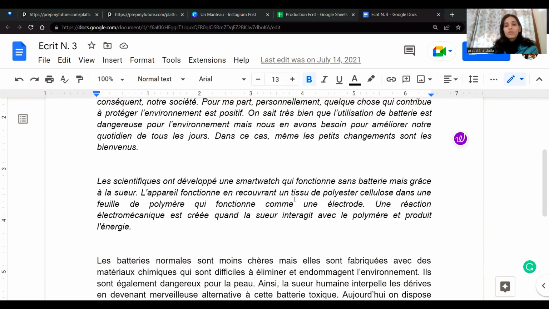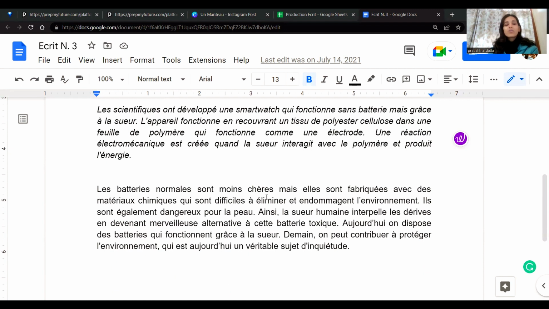L'appareil fonctionne en recouvrant un tissu de polyester cellulose dans une feuille de polymère. So this is something technical: it is covered in some kind of polyester tissue and then covered in some polymer cloth, qui fonctionne comme une électrode. An electrode is something which gives energy, like electricity. Une réaction électromécanique est créée quand la sueur interagit avec le polymère et produit l'énergie. So when the sweat interacts with the electrode, it produces energy.